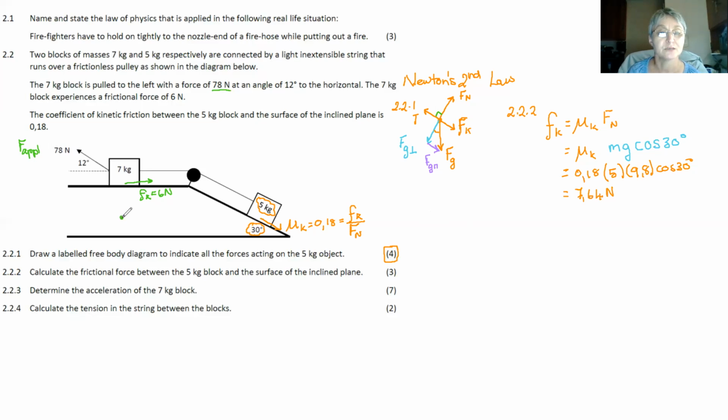The 7 kg mass has a weight Fg and a normal force Fn. It's got a friction Fk, but there is also a tension, and this tension here on the 7 kg is the same as the tension here on the 5 kg. And then we've got an applied force.